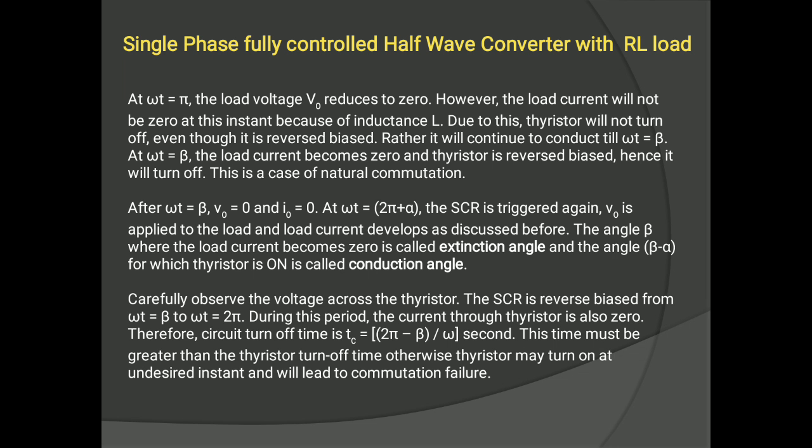After omega t equals beta, V0 equals 0 and I0 equals 0, until omega t equals 2 pi plus alpha, and the SCR is triggered again. Output voltage is applied to the load and the load current develops as discussed before. Now the angle beta where the load current becomes 0 is called the extinction angle, and the angle beta minus alpha for which the SCR is on is called the conduction angle.